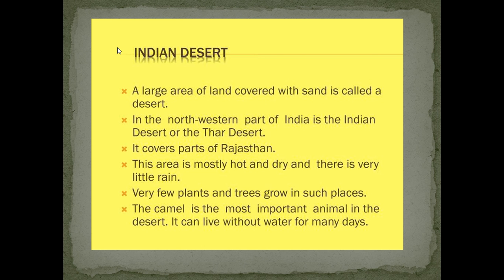Now, this desert, you can see here in the textbook, page number 55. You can see the Great Indian Desert. Why is it in this color? Let me explain. This region is dry. This region is dry, hot, and gets very little rainfall.